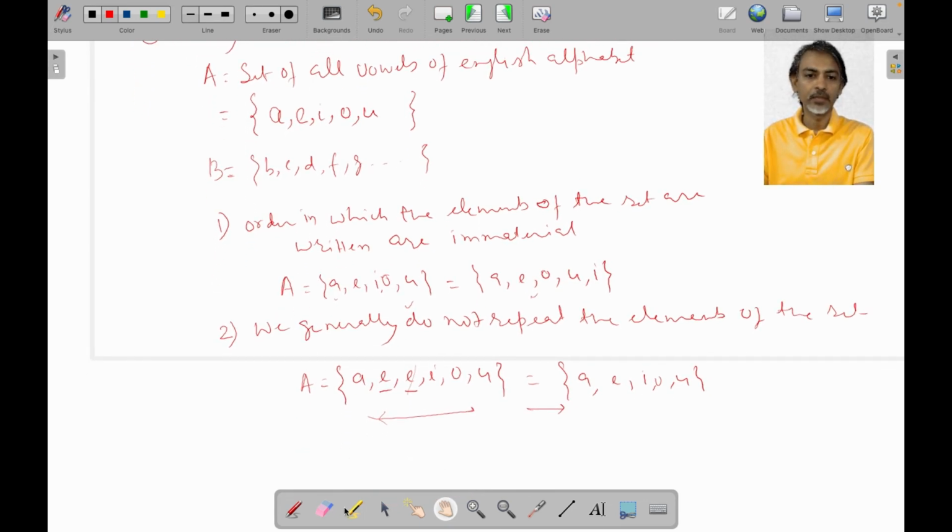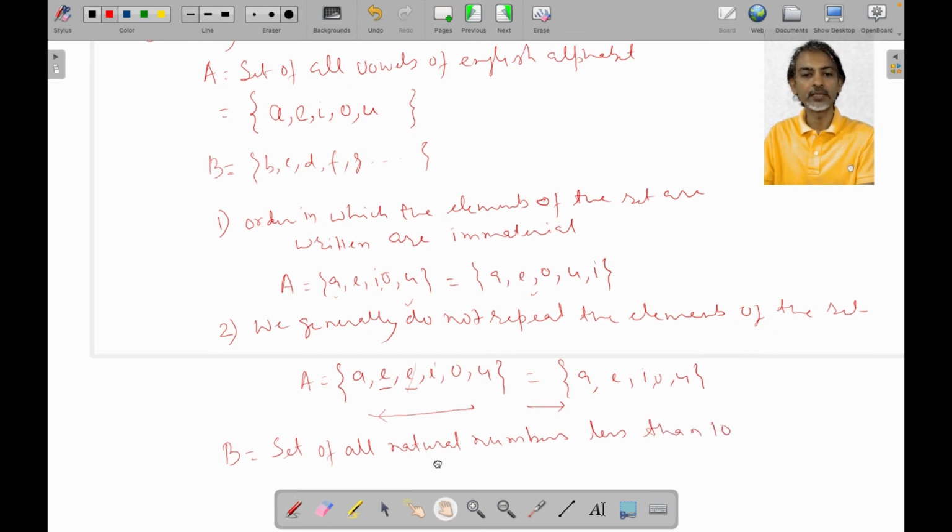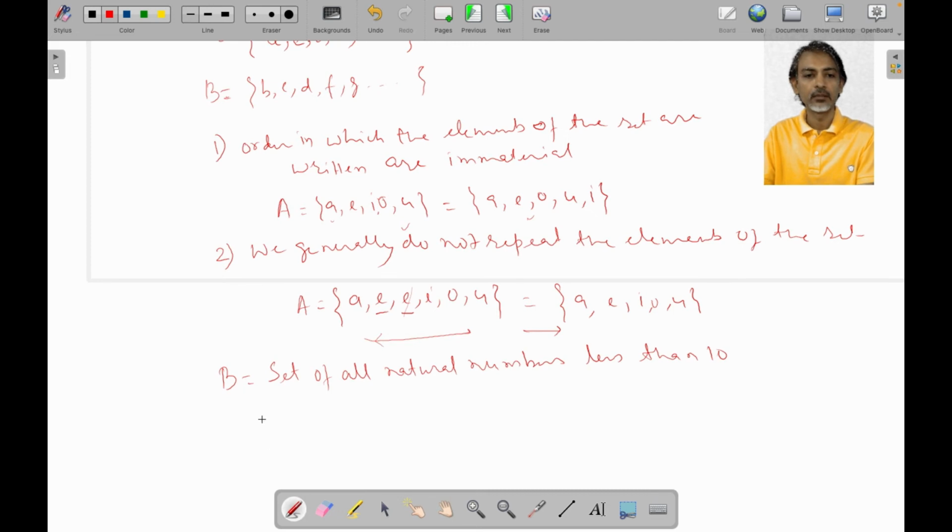So for example, I could as well write over here set B, my set B is what? My set of all natural numbers less than say 10. If you look at this set, it will contain elements like 1, 2, 3, 4, 5, 6, 7, 8, 9 and 10, right? So there are 10 elements over here.